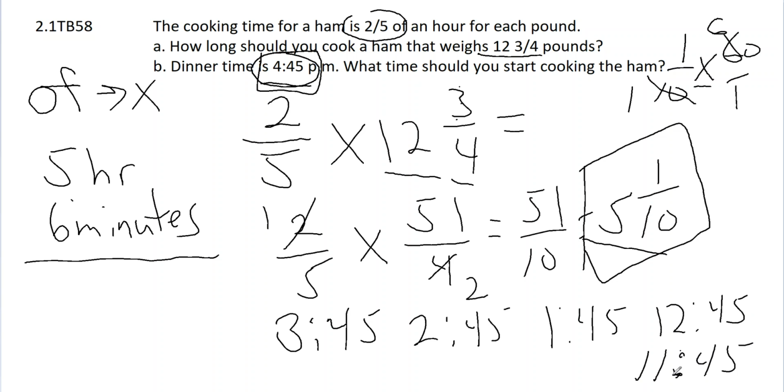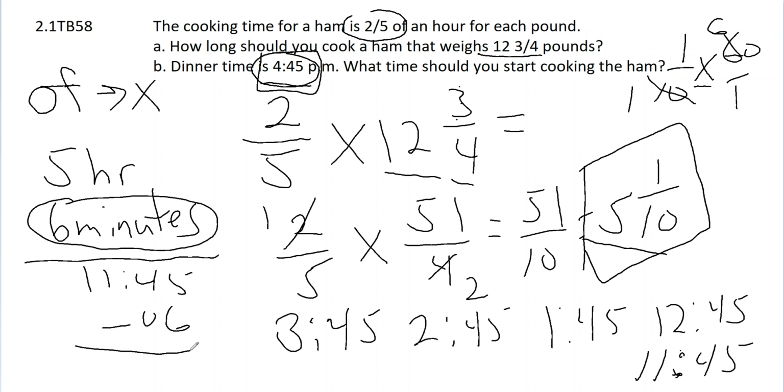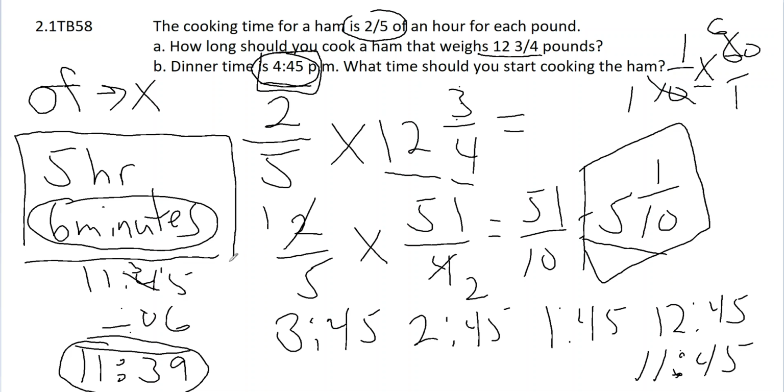Now we still have 6 minutes to deal with, so we need to take the 11:45 and subtract 6 minutes. Alright, so now we go 15 minus 6 is 9, 3 minus 0 is 3, 11:39 is when we need to start that ham. So that was a multi-step problem. First thing we found out was it takes 5 hours and 6 minutes to cook a 12 3/4 pound ham. We need to start cooking at 11:39. Wow.